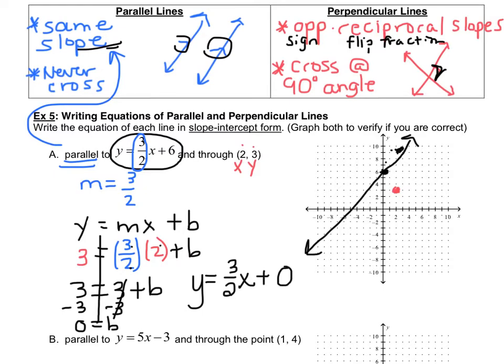So to graph that line, we'll start at 0, count our slope up 3 over 2, 1, 2, 3 over 2, and sure enough, that line goes right through the red one, and those two lines are parallel.